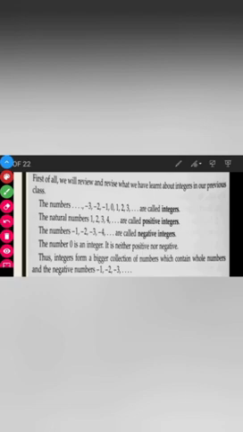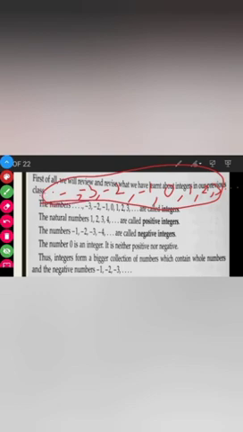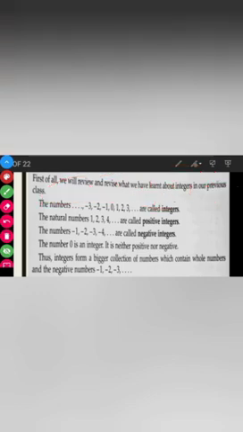Okay, so you learned in previous class integer is a collection of whole numbers and negative integers like minus 3, minus 2, minus 1, 0, 1, 2, 3, and so on. So this bigger collection is known as integer. You learned that in previous class. Here you can say the numbers minus 3, minus 2, minus 1, 0, 1, 2, 3, and so on. This collection is called integer.